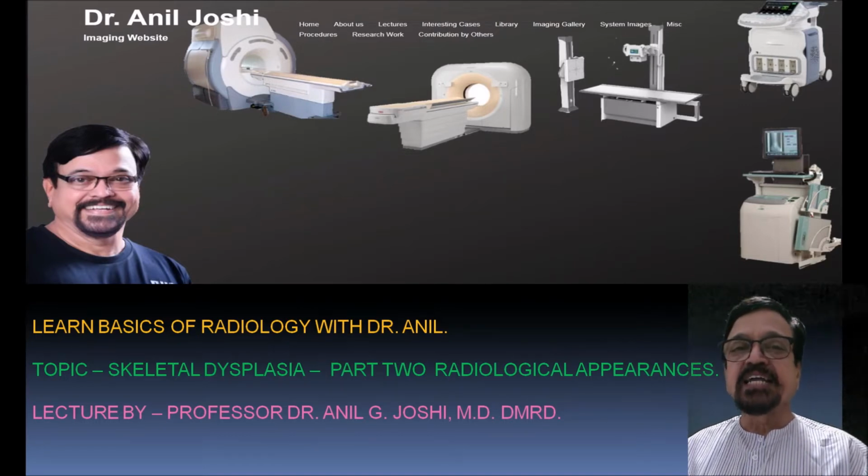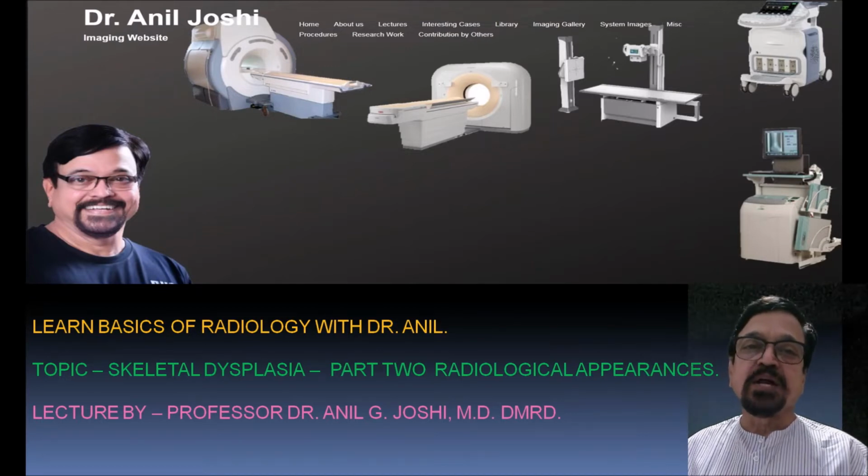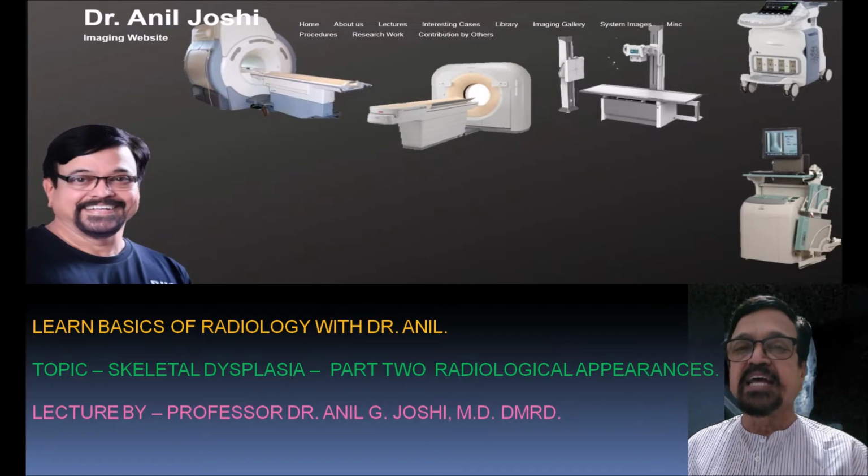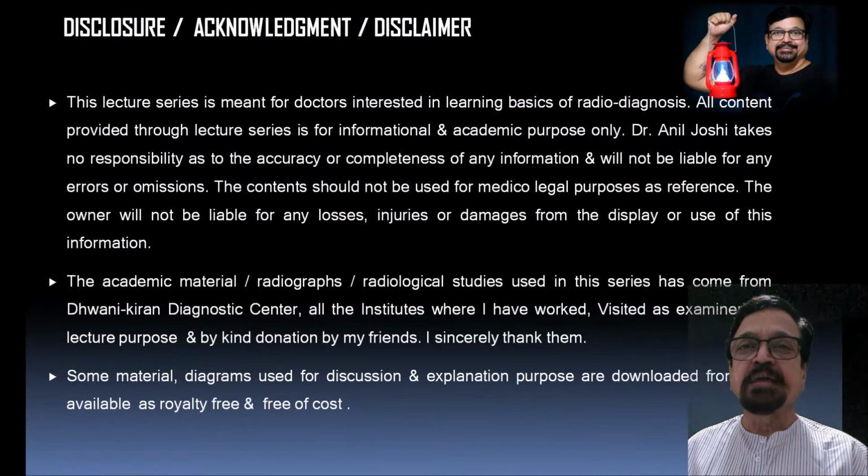Today's topic is skeletal dysplasia part 2. Skeletal dysplasia is a very vast topic and it cannot be covered in one lecture. We have divided it into two lectures. Part 1 has already been covered and this will be part 2 of the skeletal survey, where we'll be seeing in more detail as far as disease patterns are concerned. Now, this is about the radiological appearances, radiological patterns of some of the important skeletal dysplasias. As it is said, it is not possible to cover all the dysplasias in one lecture. So here we go to the main topic.